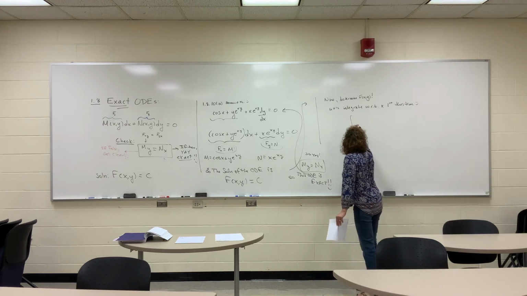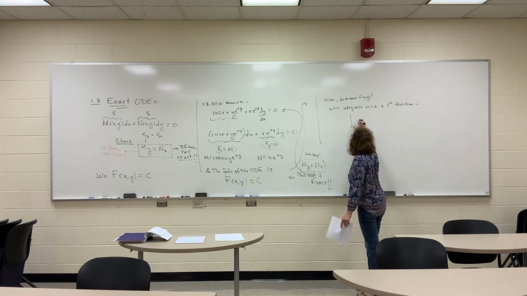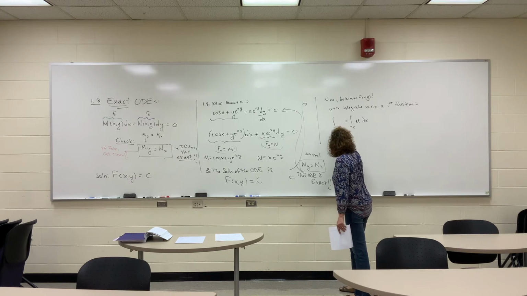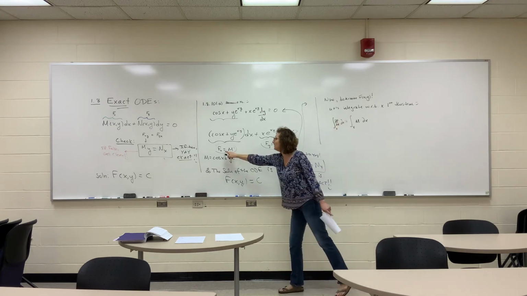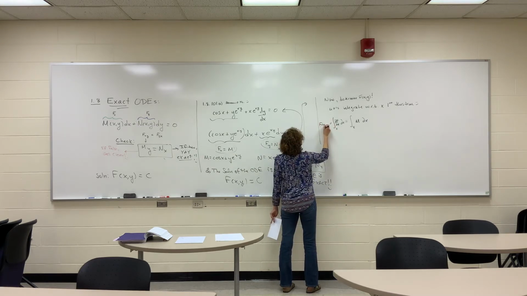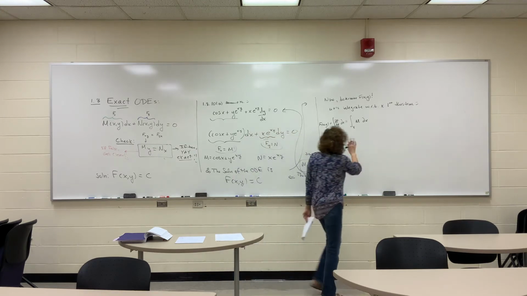If we're going to integrate with respect to x, we want to integrate m with respect to x. We're kind of doing a partial integration, so remind yourself of that. I'm integrating with respect to x. What was m? It was partial f partial x, f_x. And if I integrate that, I'm going to get my function f of x and y, okay?